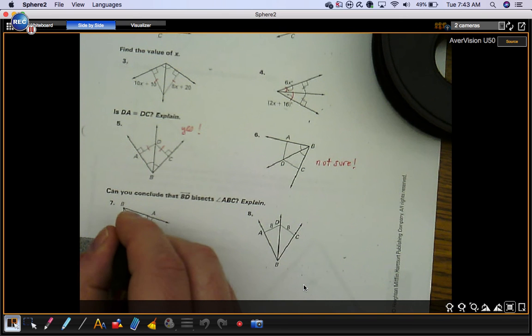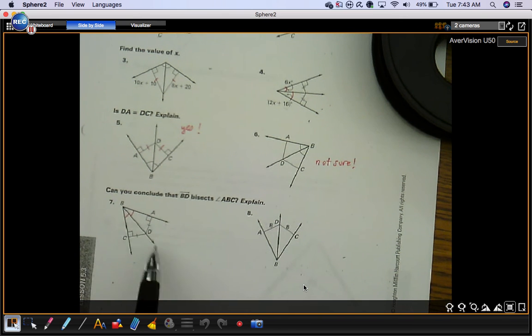Next section, can you conclude that ray BD bisects angle ABC? This is the converse of your angle bisector theorem. These distances are measured on right angles and they're the same. So yes, those are the same. Does it bisect the angle? Yes. That's the converse of the angle bisector theorem.